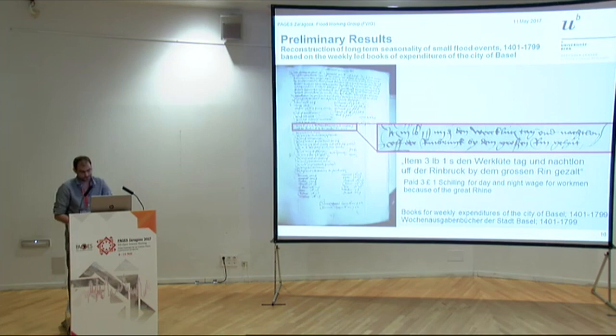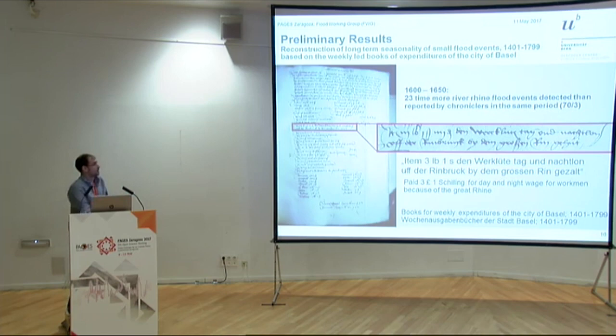So far we analyzed the period from 1600 to 1650 completely, and we found 23 times more River Rhine flood events than were reported by chronicle reports. So 70 flood mentions in these city accounts, and only 3 were reported by chroniclers. Because chroniclers only report about the very huge events, the big events. If there is no flooding, if there is no destruction, they don't report it.